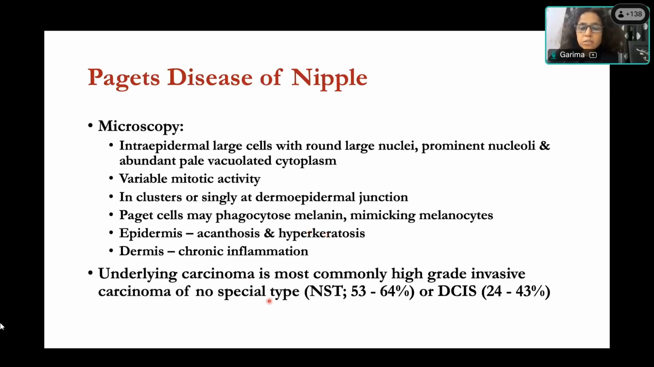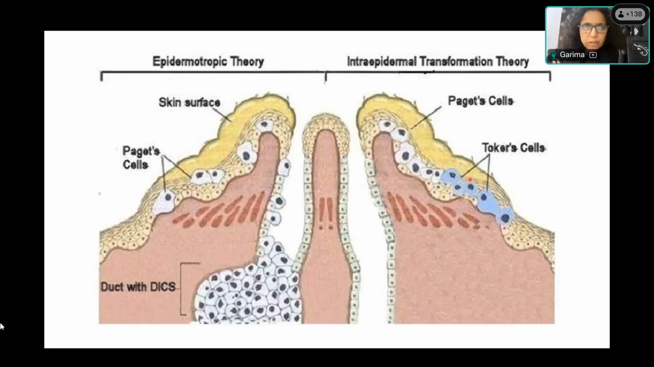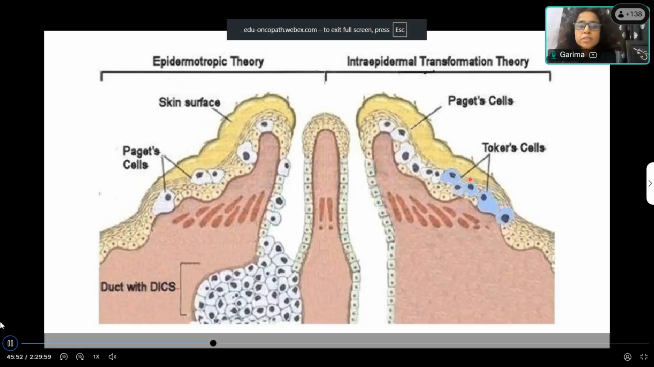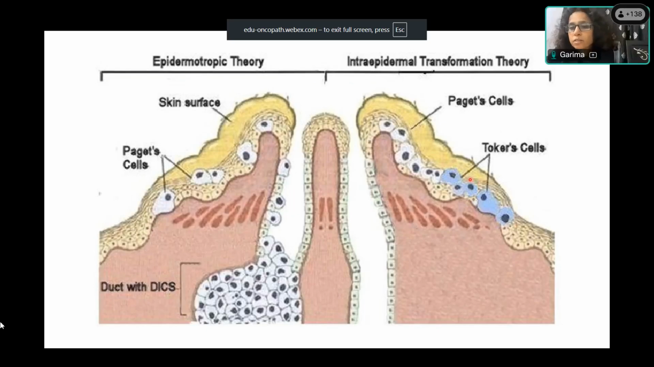So the underlying carcinoma, if it is present, is most commonly a high-grade invasive ductal carcinoma of no special type in 53 to 64% of cases, or a DCIS in 24% to 43% of cases. Now, where do these Paget cells come from? There are two different theories about it.